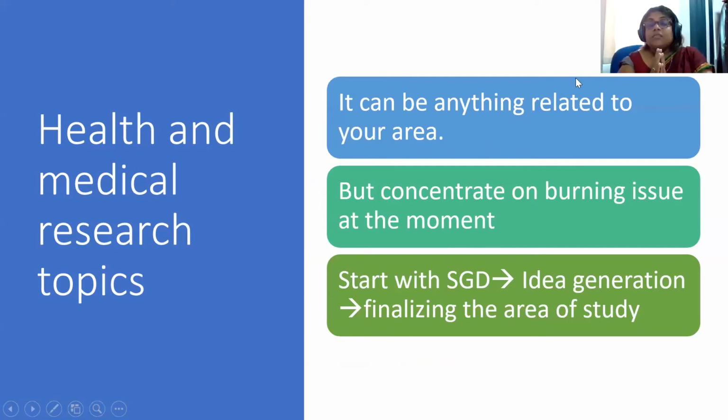So topics. When you select the topics, you can think about any related area. But when you select it, don't select just one. You have to concentrate and think about the society and the country and the world, and find out the burning issue at the moment. Start with the SDGs, small group discussions among your group members, and then analyze and get the pros and cons, then generate the idea, and then come up with finalizing the area of the study. With this method, you will not just flow here and there, but you are doing a very focused research for your level.